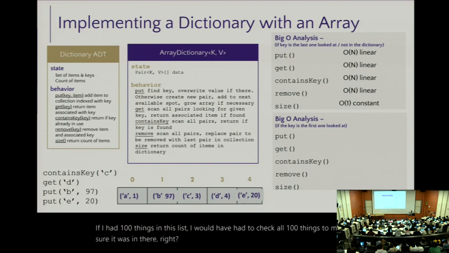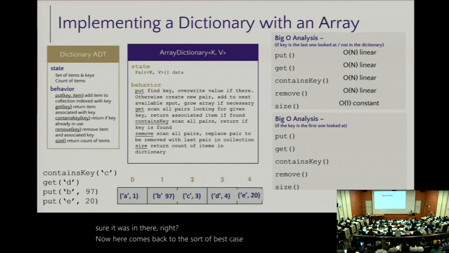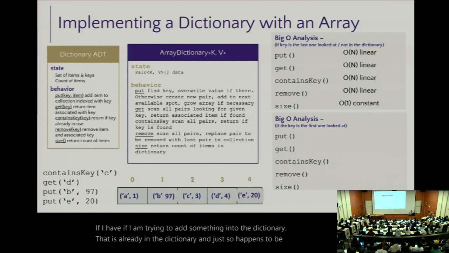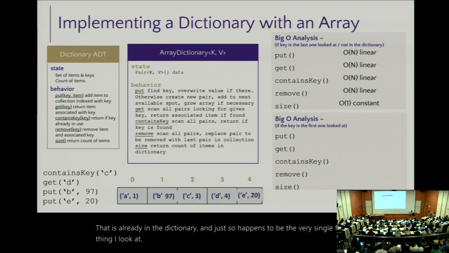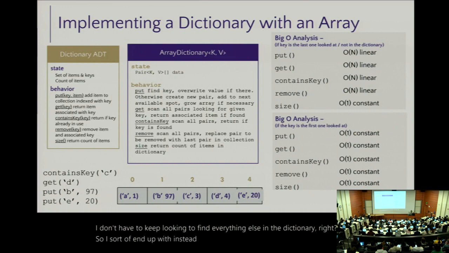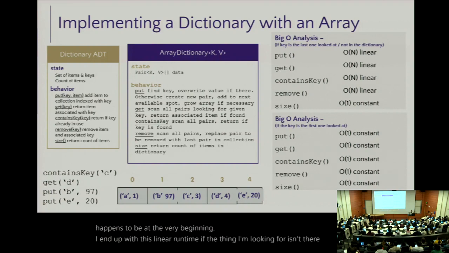Now, here comes back this best case, worst case situation. If I am trying to add something into the dictionary that is already in the dictionary and just so happens to be the very first thing I look at, I don't have to keep looking through everything else in the dictionary, right? So I end up with constant time if the thing I am looking for happens to be at the very beginning. I end up with this linear runtime if the thing I'm looking for isn't there or is the last thing that I look at.